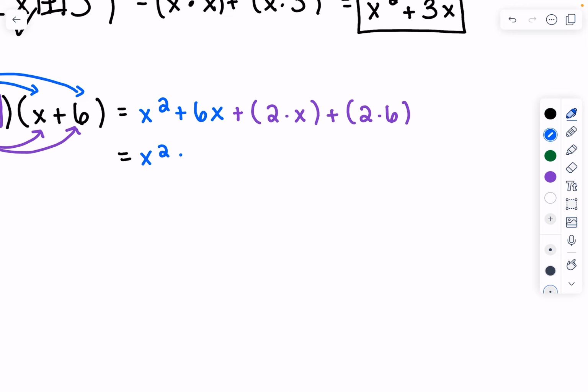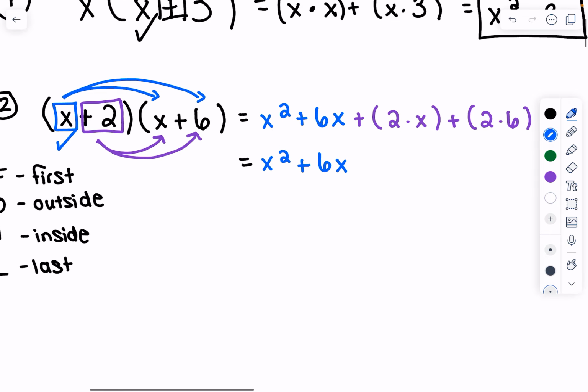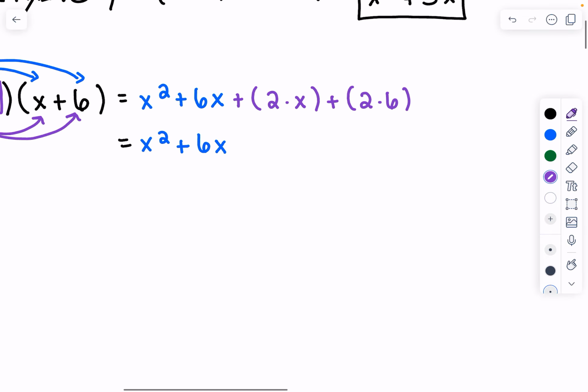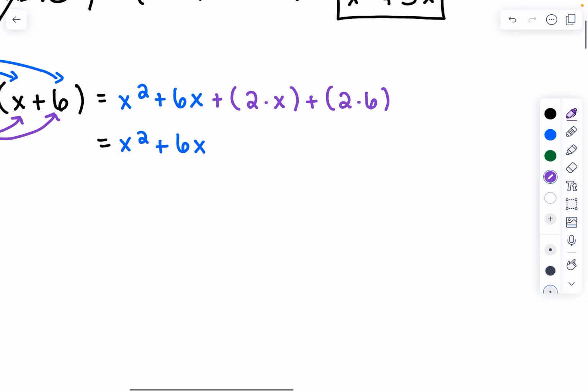Going a tad slower because I realized the blue, I kind of just all did at the same time. So the blue again is just the first set of multiplication with your x. Your purple is taking x plus 6 and multiplying by 2. So very similar. We get 2 times x, which is 2x. And then we get plus 2 times 6, which is 12.